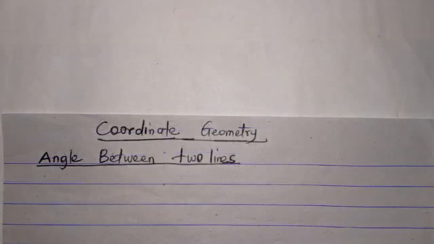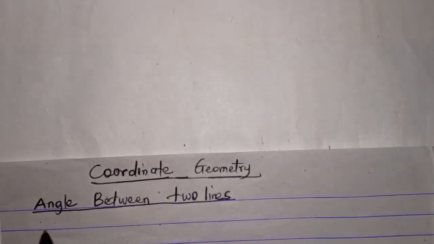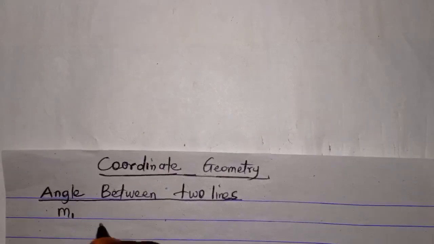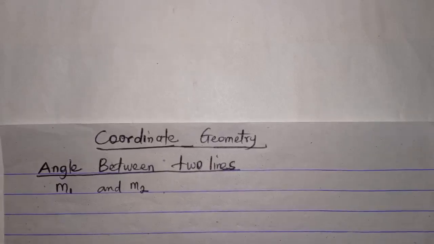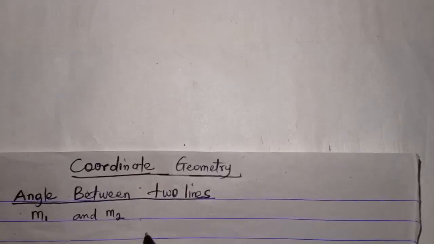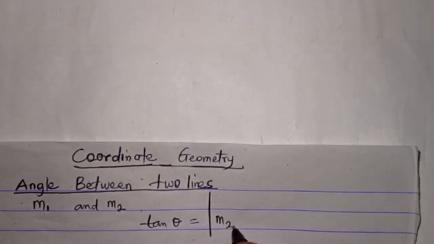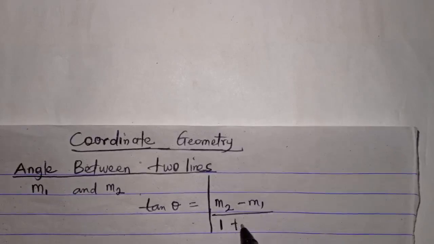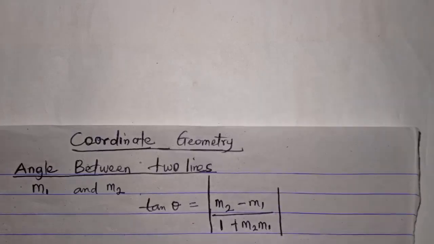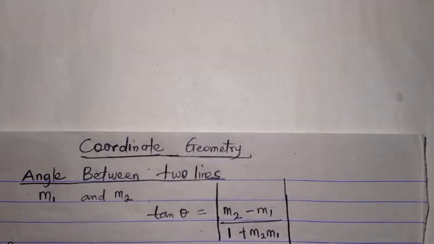Let's talk about angle between two lines. Given two lines with gradients m1 and m2 respectively, to determine the angle between the two lines, we use the formula tan theta equals the modulus of (m2 minus m1) divided by (1 plus m2 times m1). So this formula is used to determine the angle between two lines.